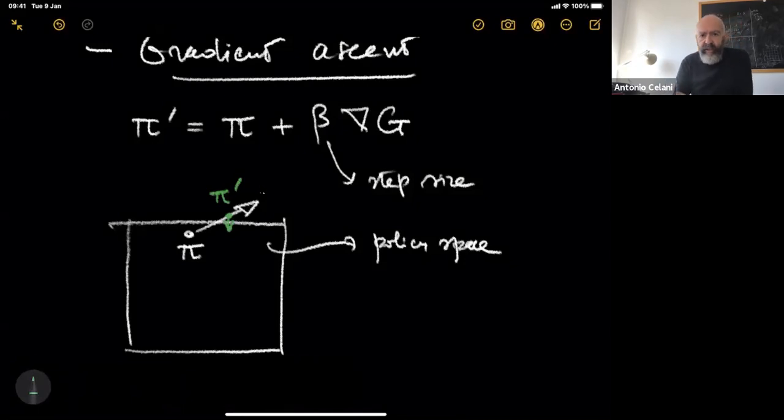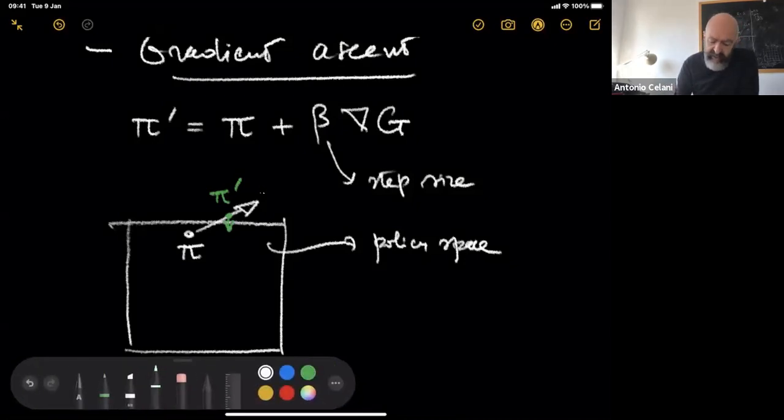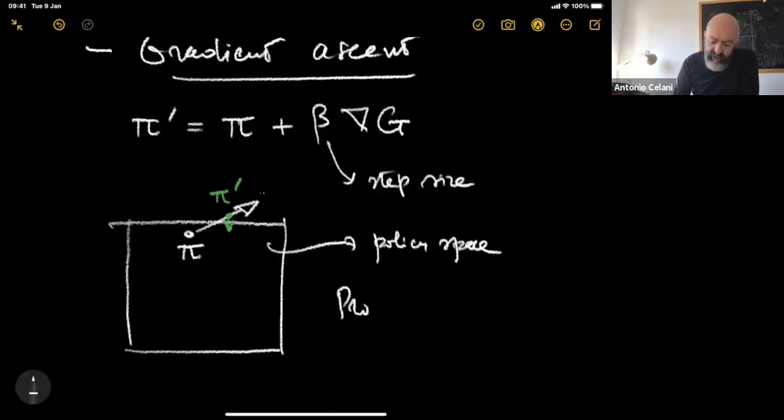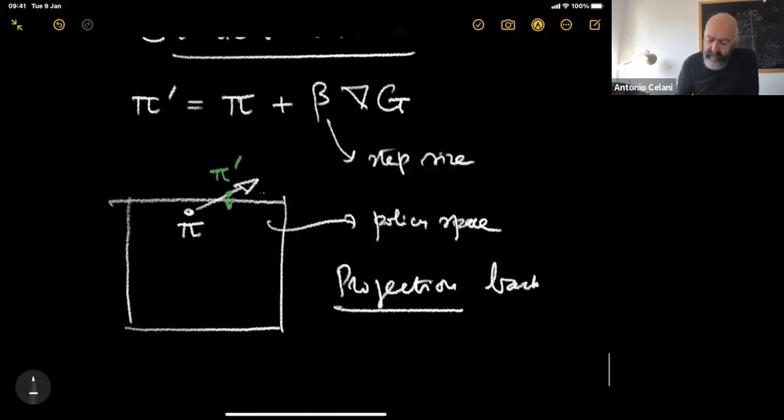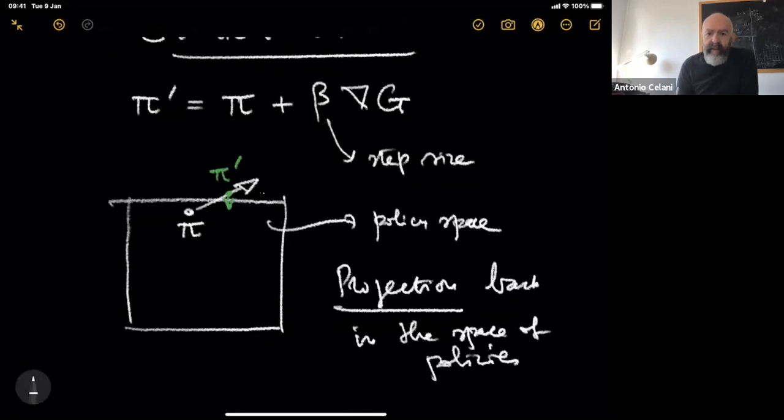So all these kinds of procedures like gradient ascent are usually combined with some projection back in the space of policies. It's almost always necessary to do that, except in some cases. There are some cases in which, if you do the gradient smart enough, you can happen to stay always inside the domain. And we will see an example later on.